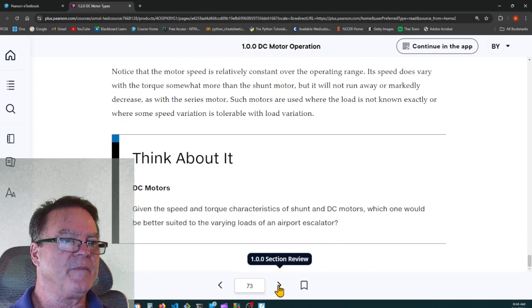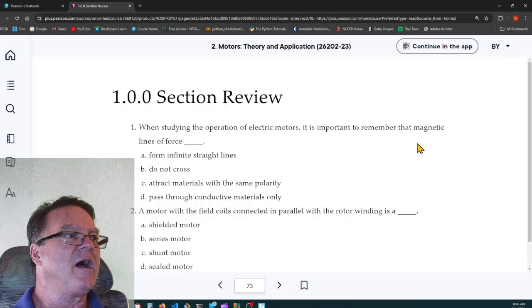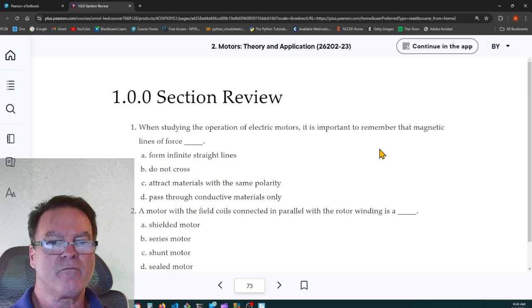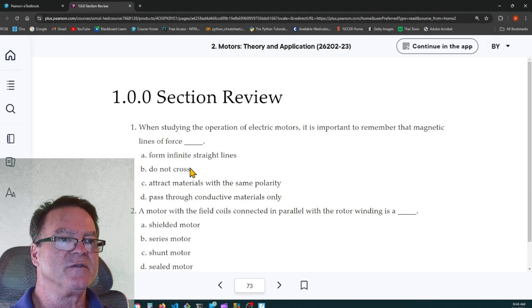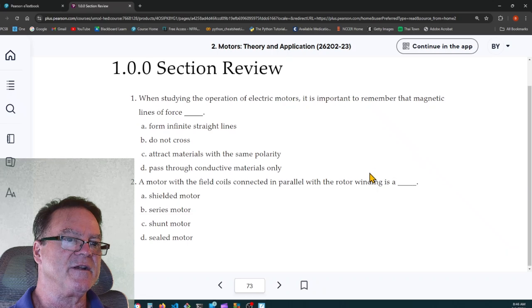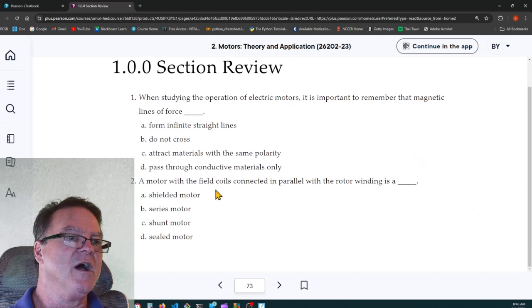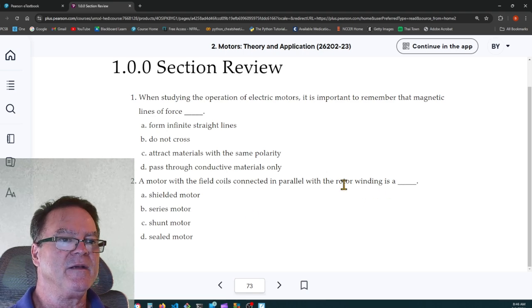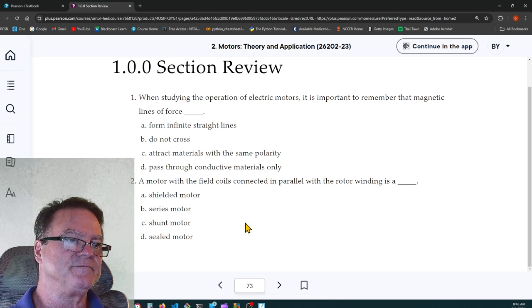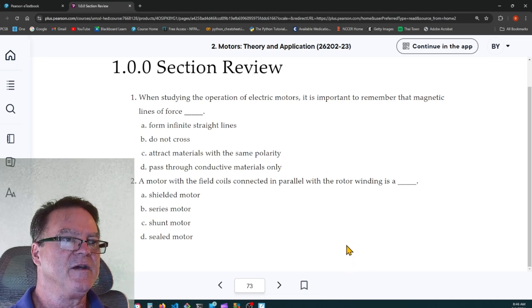Okay, so Section 1 review. When studying the operation of electric motors, it's important to remember that magnetic lines of force do not cross. I know, I said I wasn't going to answer it for you. A motor with a field coil is connected in parallel with the rotor winding. When I say shunt, you think parallel. Okay. All right.